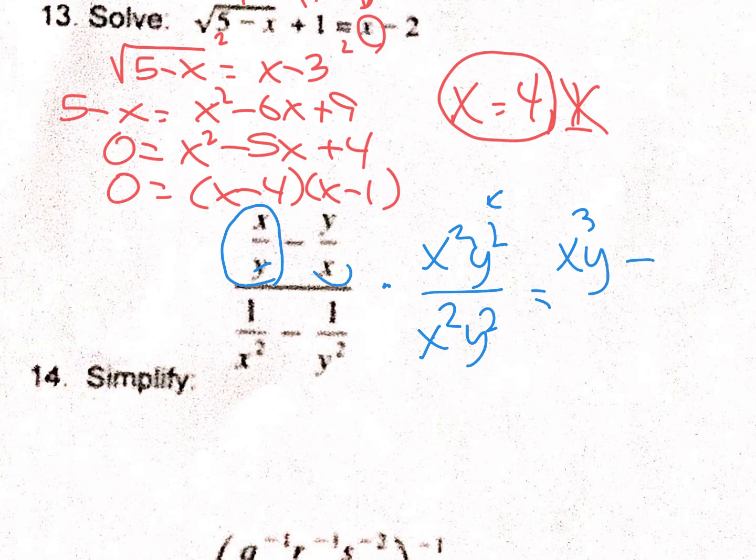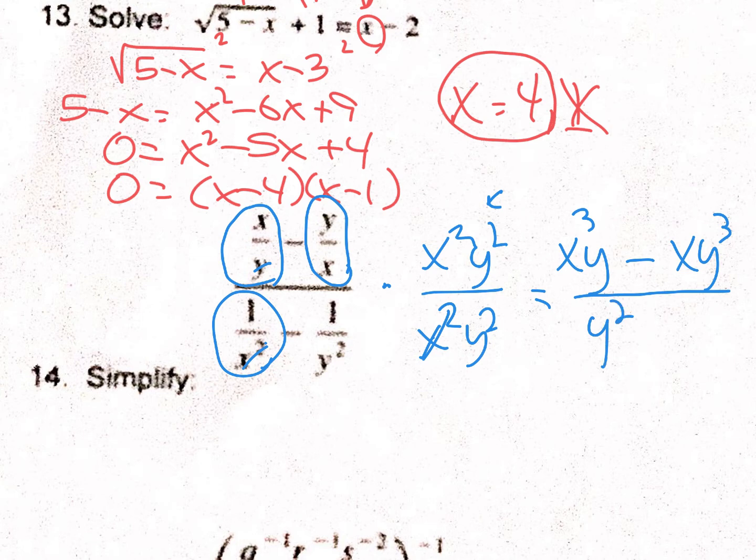Minus. Now I'm looking at this one only. And on this one, the x's would cancel. So it would give me x, y cubed. On the denominator down here, for this first fraction, this one right here, the x squares would cancel. It would leave me y squared. On the second fraction, the y squares would cancel. It would leave me x squared.